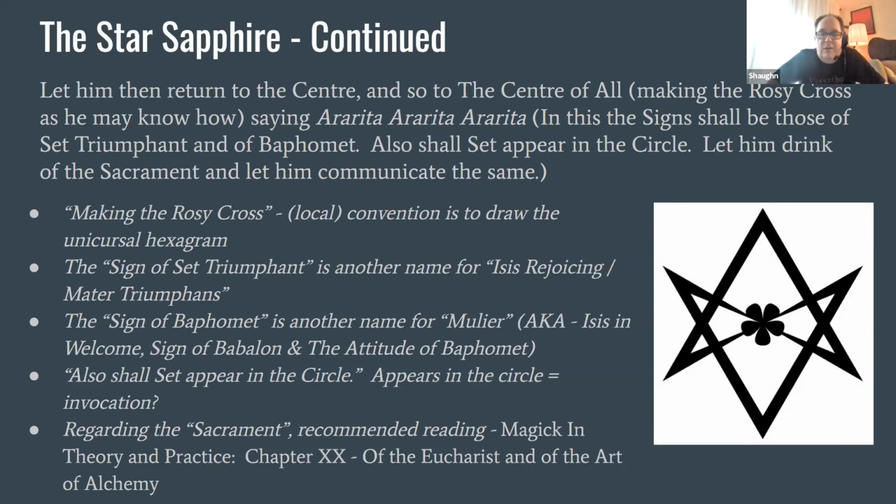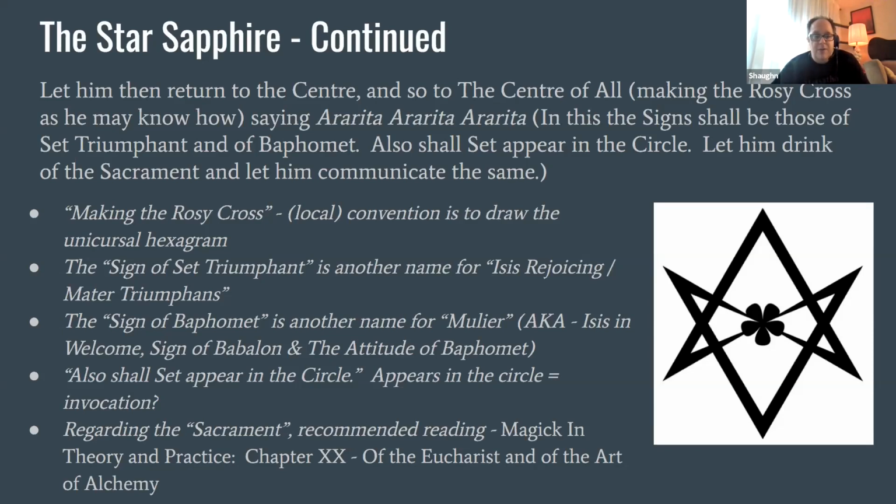Locally, what we normally do for making the real rosy cross is the local convention of drawing the unicursal hexagram. The sign of Set triumphant is another name for Isis rejoicing, Mater triumphans. That was the one omitted in the beginning from the Nox signs. Then the sign of Baphomet is another name for Mulier, aka Isis welcome, sign of Babylon, and the attitude of Baphomet. Those are all describing the same sign.